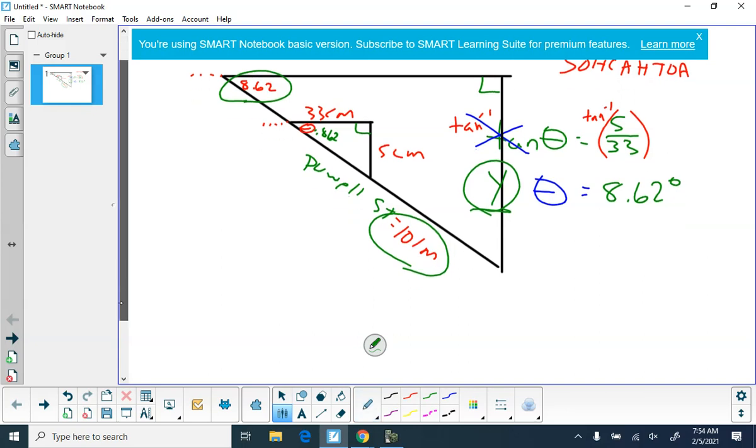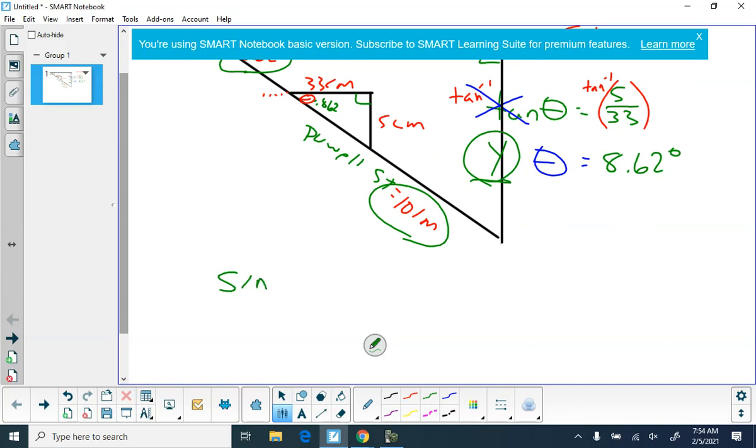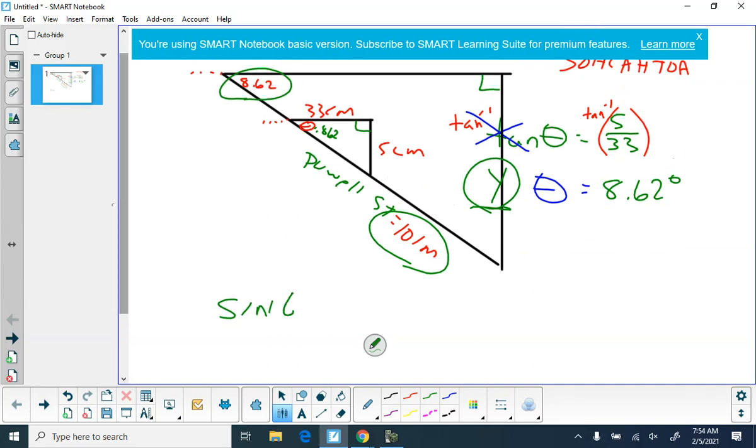Max, what trig ratio did you write? Sine of 8.62 is equal to what, Max? Y over 101. Because here's my angle. This is the opposite leg. And since we're across from the right angle, that is the hypotenuse. So we have opposite over hypotenuse. So we have the sine of 8.62 is equal to Y over 101.